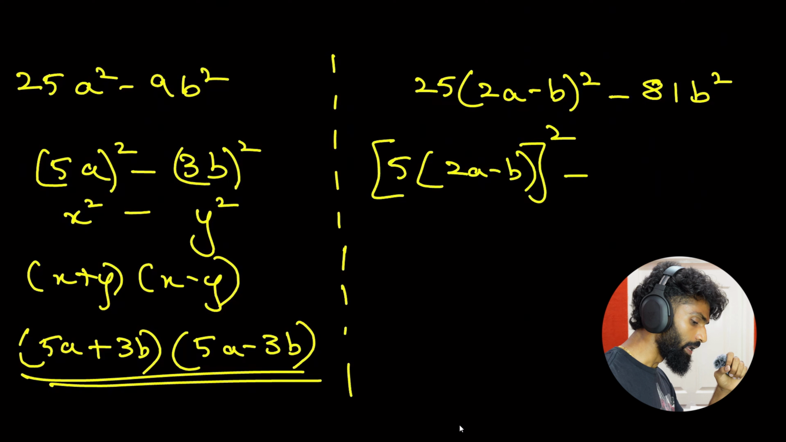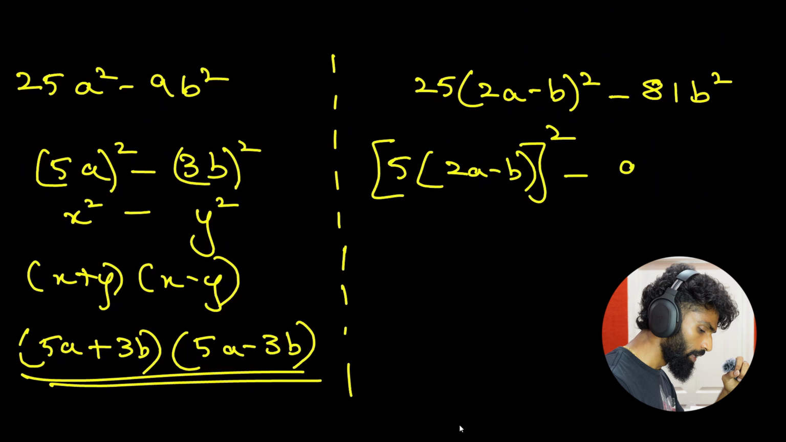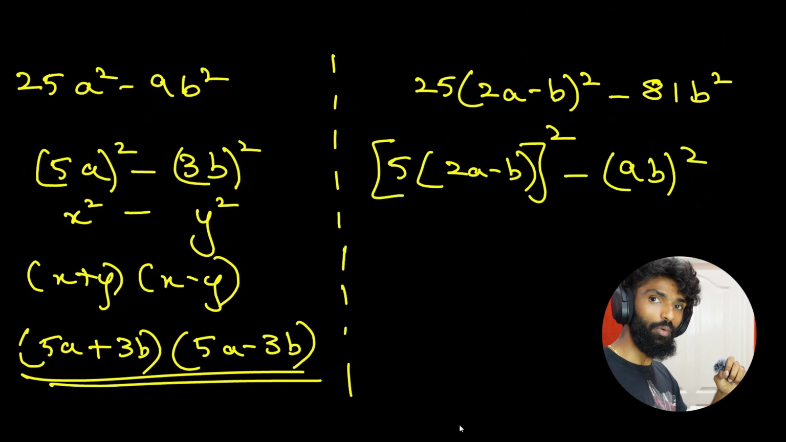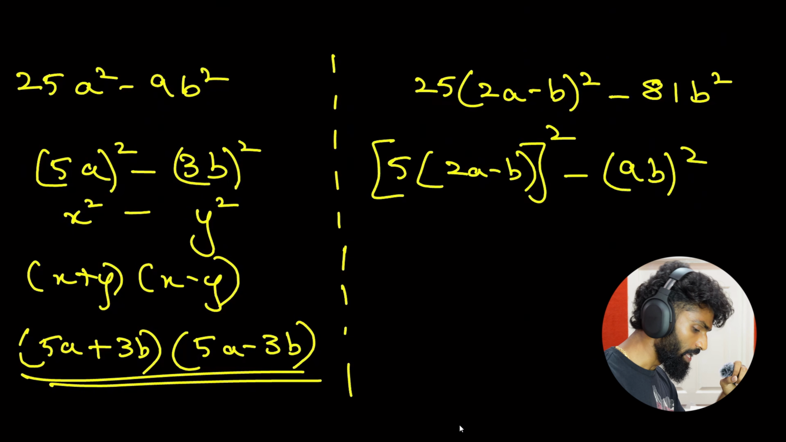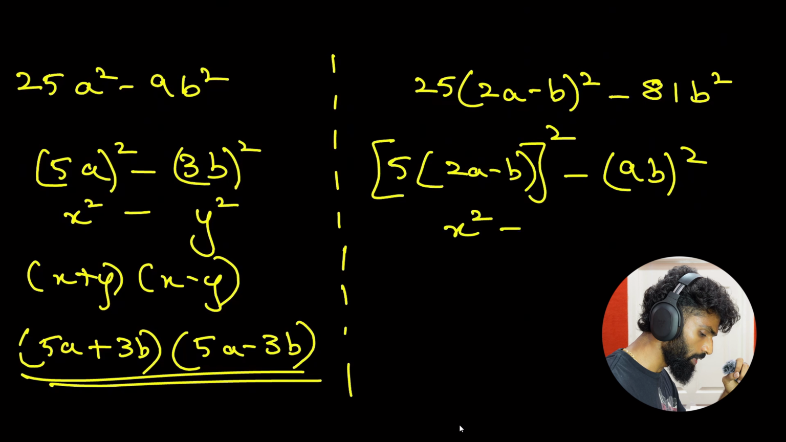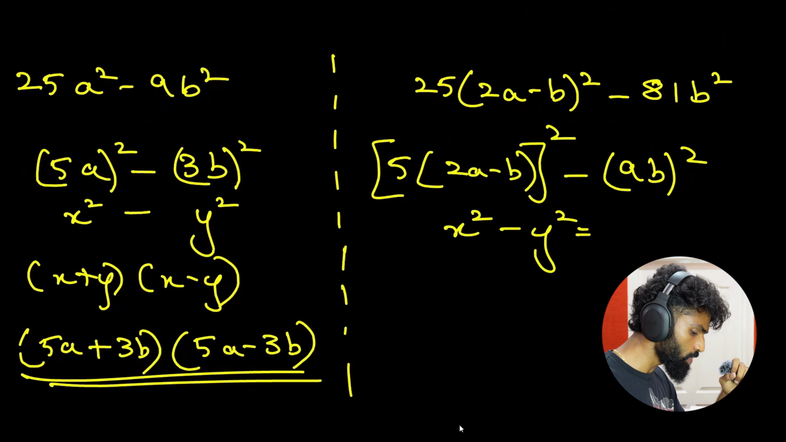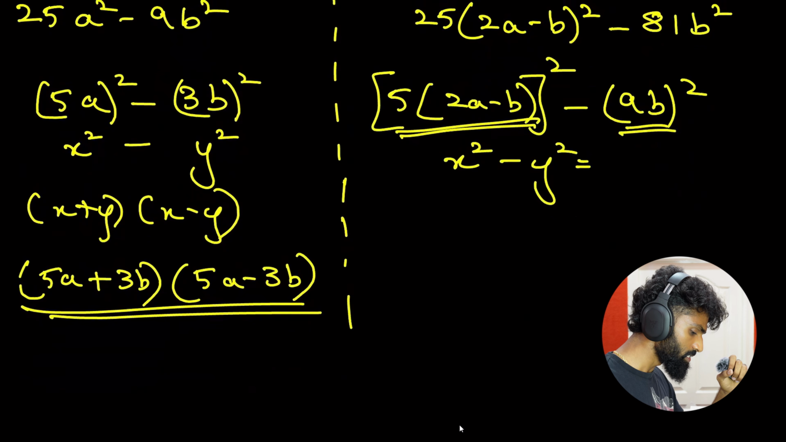Minus 81b square is there. In terms of whole squares, it is nothing but 9b the whole square. I hope you guys are getting that. Now, a and b have already been used. So for my convenience, I'll use x square minus y square, where the answer is x plus y into x minus y, where the value of x is the whole thing inside the bracket and the value of y is nothing but 9b. So let us get the form.